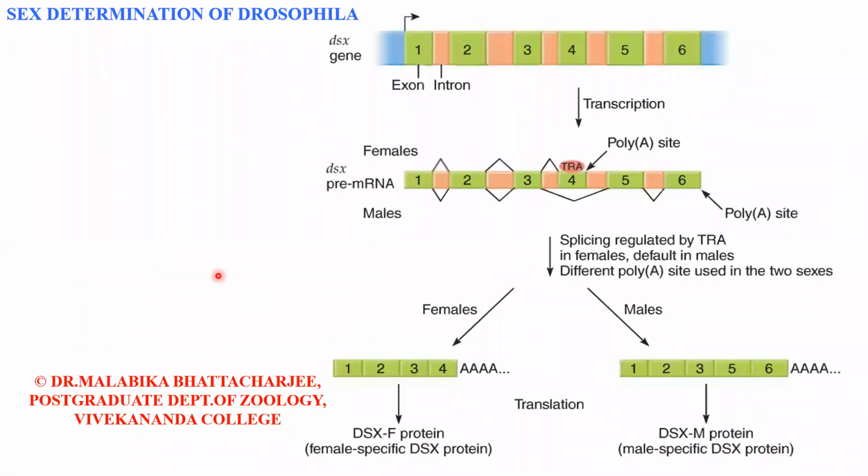Finally, coming to the final gene in the cascade, the double sex gene. Now, if we look into the double sex gene, its splicing is also regulated. In case of females, it is SXL early protein, SXL late protein, TRA protein. In presence of the TRA, the regulation of the splicing of the double sex pre-mRNA is occurring.